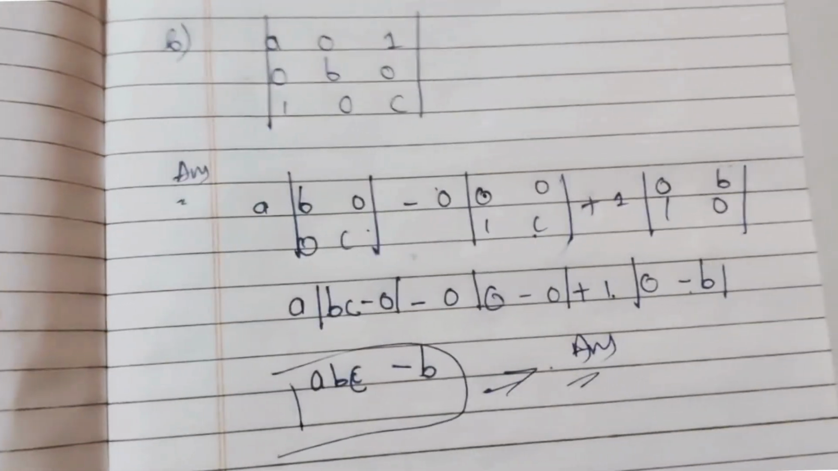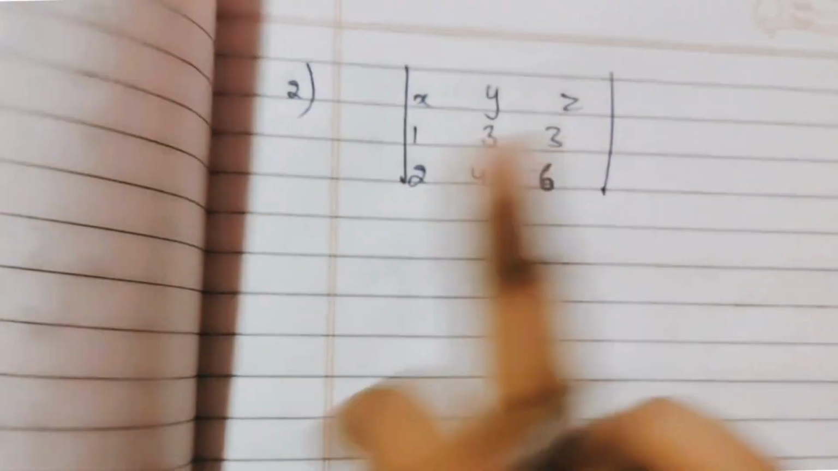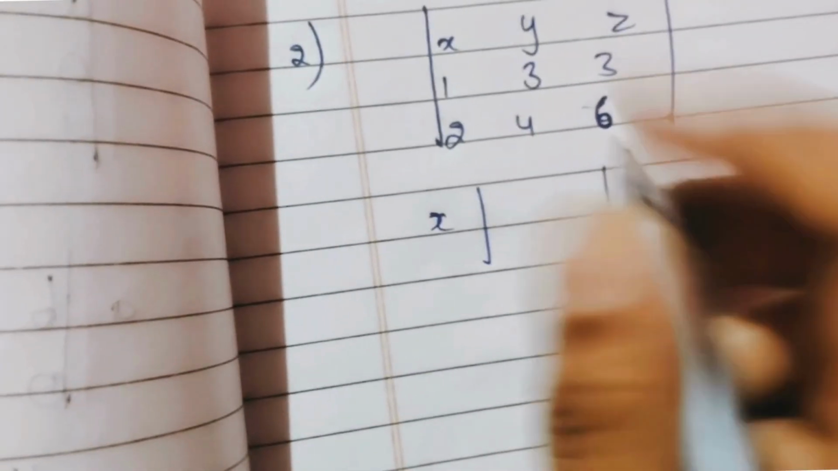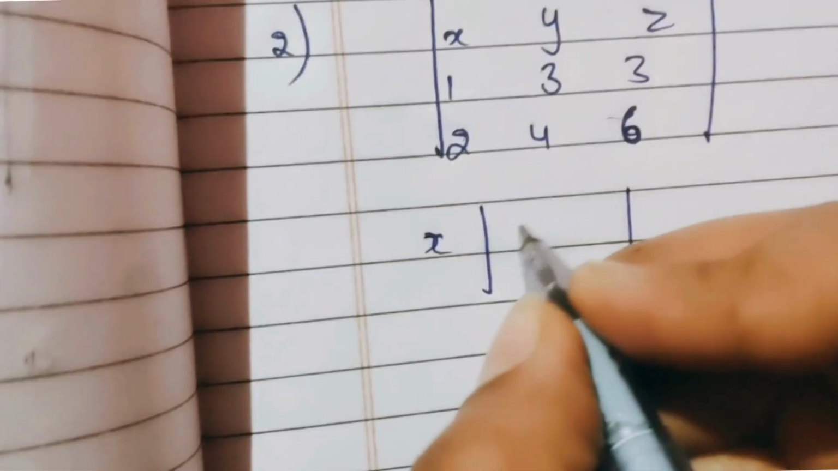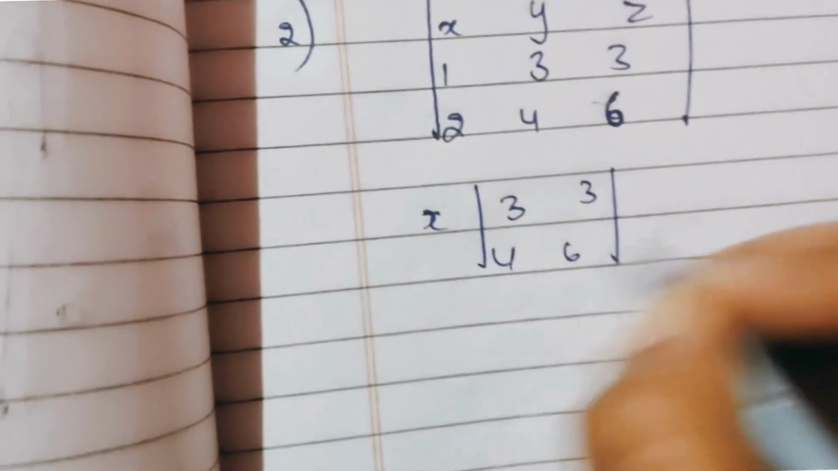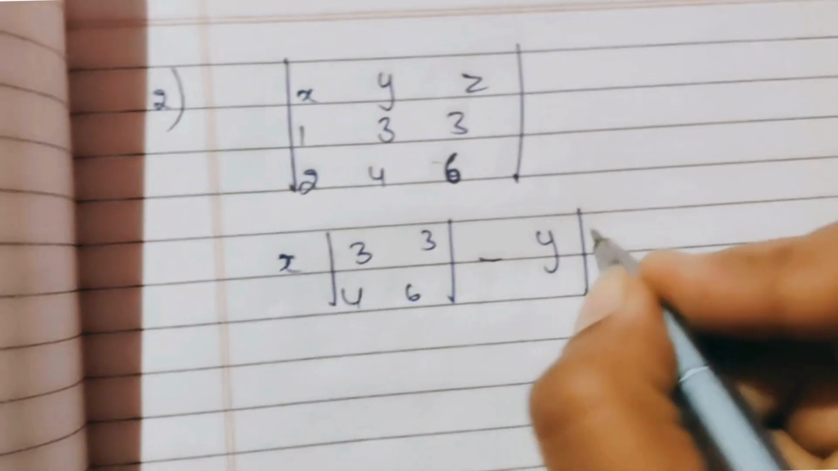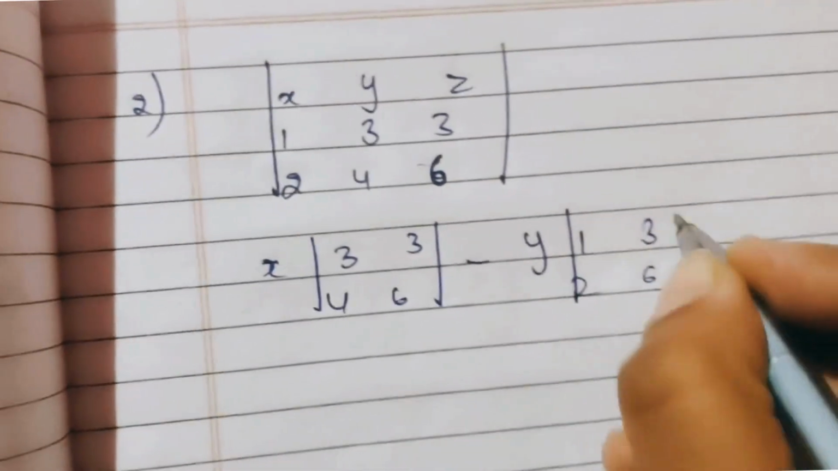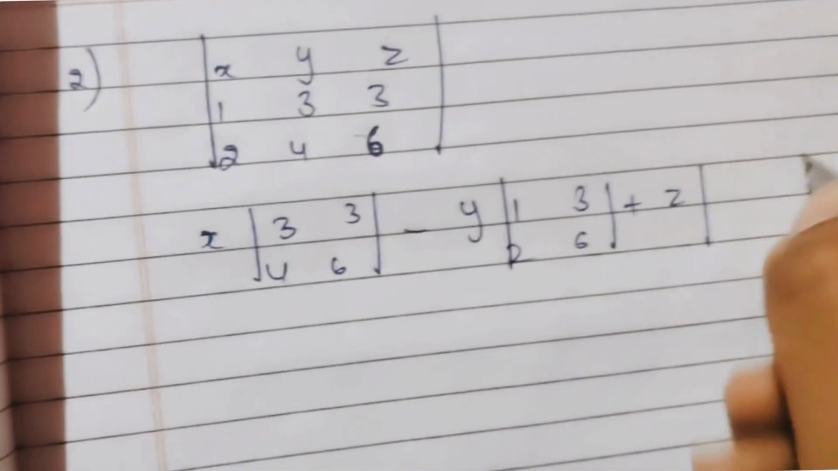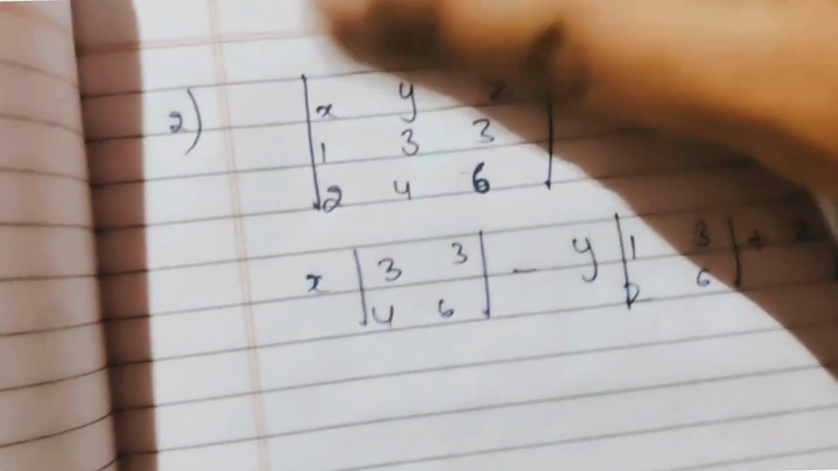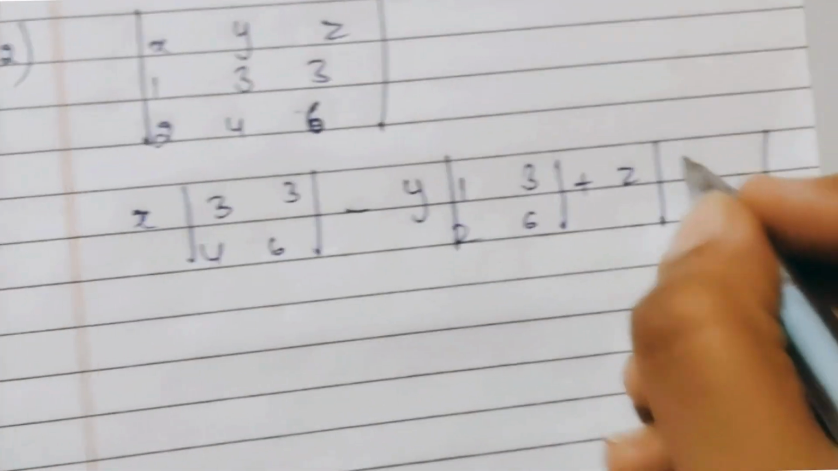Next, see the next example. This is the next example: x, y, z, then 1, 3, 3, 2, 4, 6. Let's solve this one. First let's take x, and we remove this column and this row. What we are getting is 3, 3, 4 and 6. Minus y, remove this column, remove this row, then 1, 3, 2 and 6. Plus z, remove this column, remove this row, 1, 3, 2 and 4 we are getting.